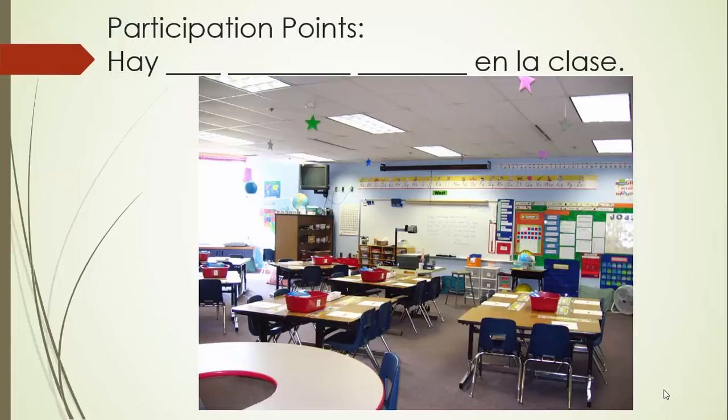So I want you to write me 10 sentences. There's one black television. There's one white chalkboard. There are 1, 2, 3, 4, 5, 6, 7 brown tables. Whatever. Go for it.